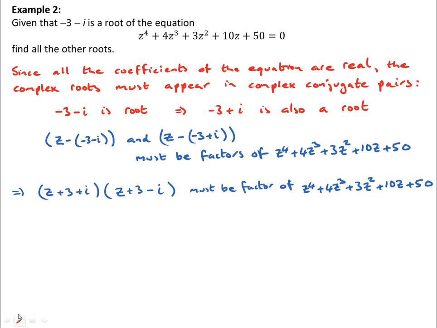So we've got z plus 3 plus i times z plus 3 minus i must be a factor of the polynomial that we've got, z to the 4 plus 4z cubed plus 3z squared plus 10z plus 50. Now if we look carefully at z plus 3 plus i times z plus 3 minus i, we've actually got a difference of two squares type format. We've got a plus i times a minus i, where a is z plus 3.